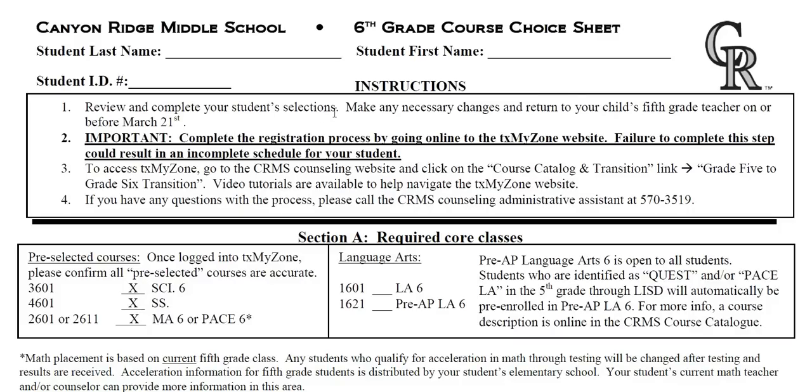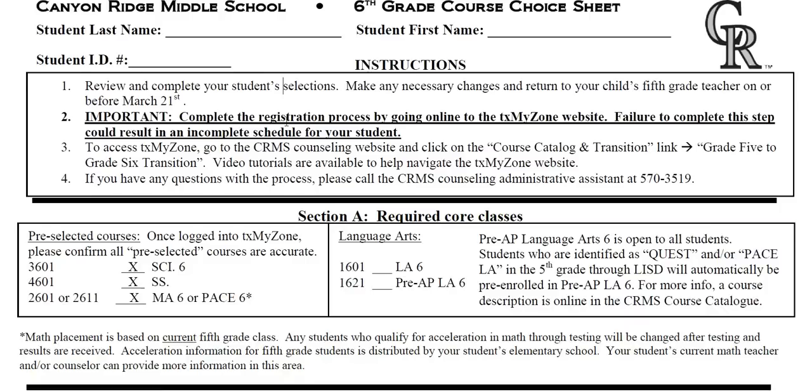They will complete the sheet entirely, and then Canyon Ridge will keep the yellow portion of that duplicate copy and return the white portion home with your student's 5th grade teacher. That teacher will then distribute those to the students, and those students are to bring them home to you so that you can make any necessary changes, sign off on it, and then return it to your student's 5th grade teacher by the date on the choice sheet.